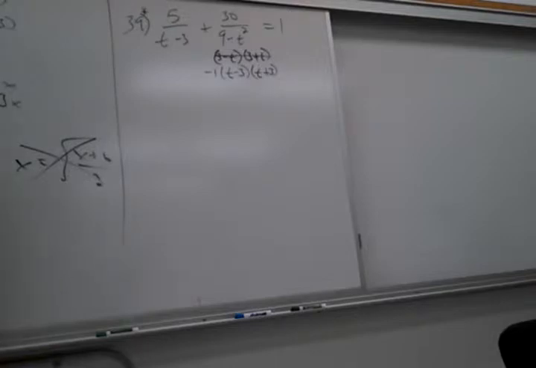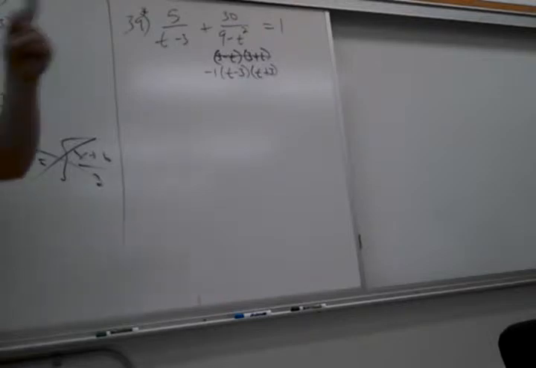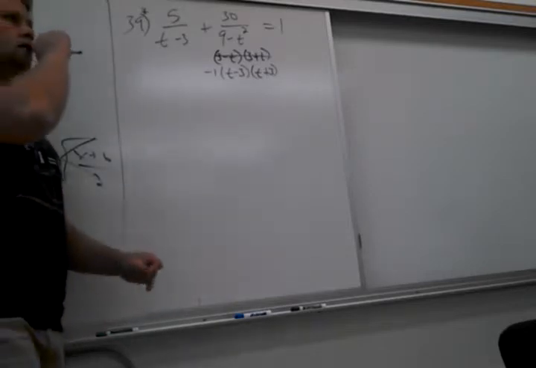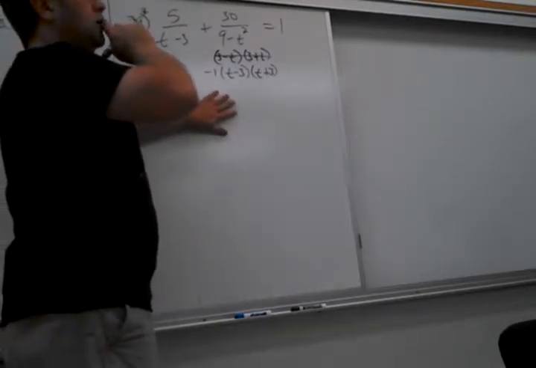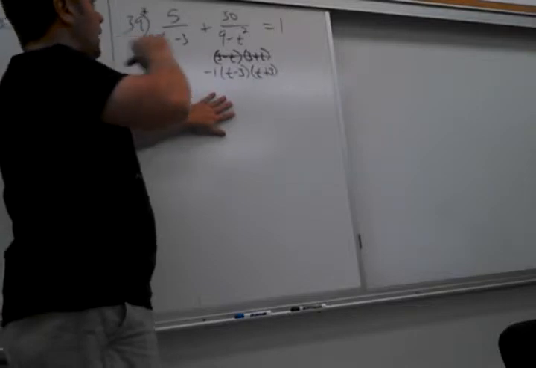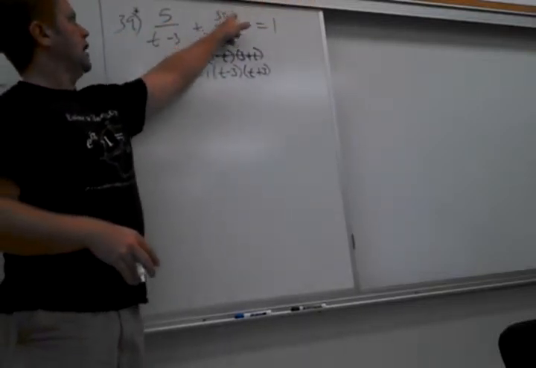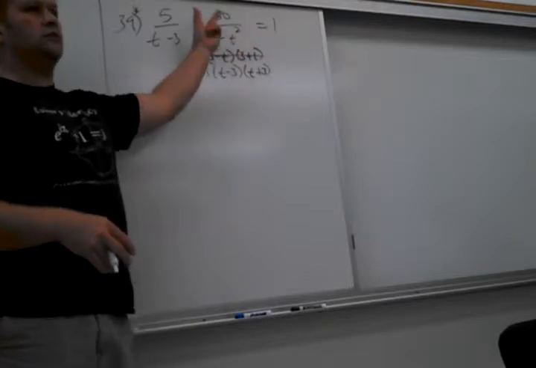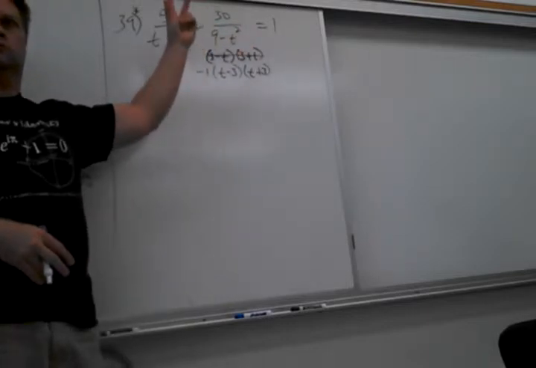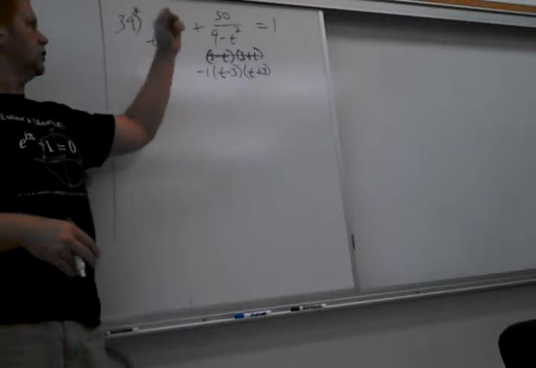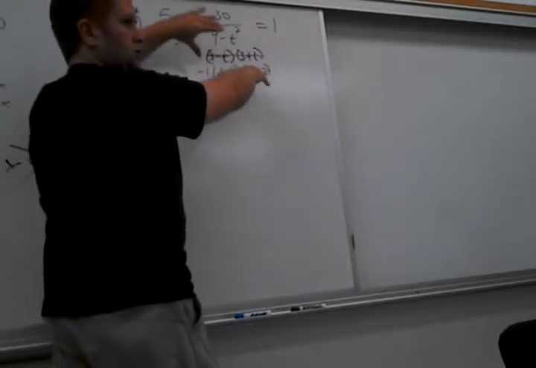Because t minus 3 times t plus 3 does not equal 9 minus t squared. It equals t squared minus 9, which is an entirely different thing. You multiply the 9 minus t squared by negative 1. Right, good. So from the very beginning, we could have multiplied top and bottom of this by -1 and turned this bad boy around. That would be a lot less stuff here.